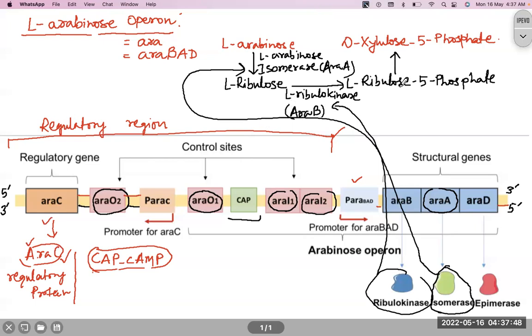The third gene product, which is an epimerase, araD, will be required here to convert L-ribulose 5-phosphate into D-xylulose 5-phosphate. Its name is L-ribulose 5-phosphate 4-epimerase.